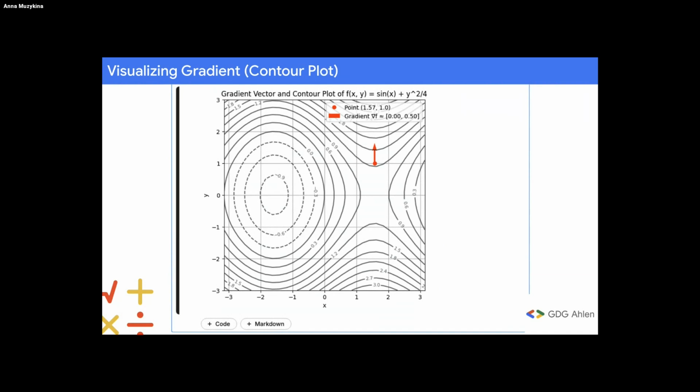Look at the contour plot. The lines show where the function has a constant value. The red dot is our point, pi divided by 2, 1. The red arrow is the gradient, our nabla f, at that point. Notice again the gradient arrow points uphill across the contour lines toward higher function values and appears to be perpendicular to the contour line it originates from. This visually reinforces that the gradient shows the direction of steepest ascent.